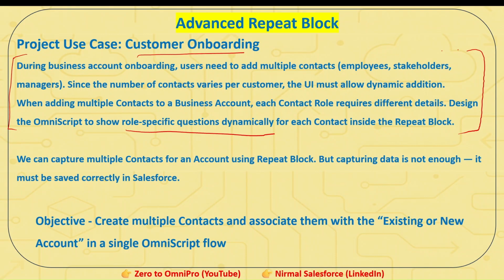Now what is happening? We are capturing the multiple contacts for an account using the repeat block. But capturing data is not enough. It must be saved correctly in Salesforce objects. And hence, the objective in this video is to create multiple contacts and associate them with the existing or new account in a single OmniScript flow. It means what?